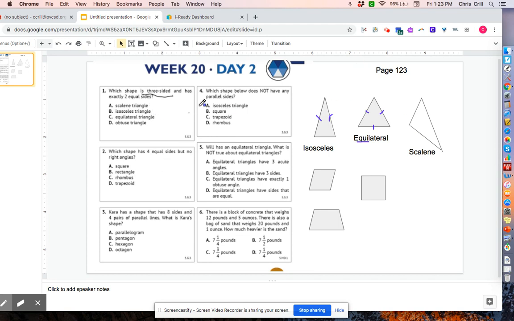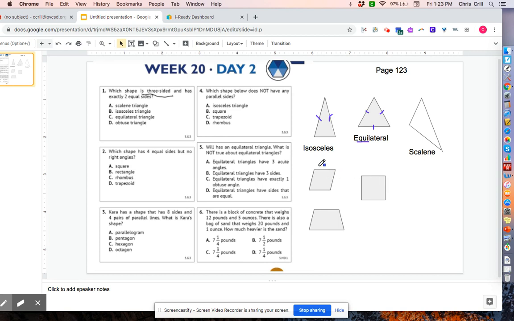So number 1, you're going to use that reference to correctly identify the 3-sided shape or the triangle that has exactly 2 equal sides. Number 2 is asking us which shape has 4 equal sides but no right angle.